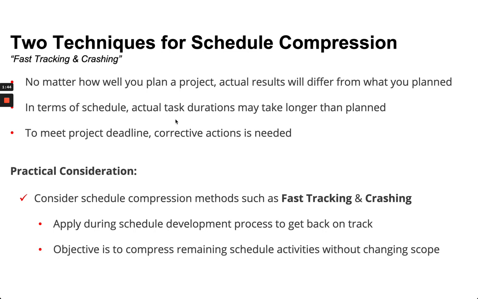Fast tracking and crashing. Actual results will differ, but to meet a project deadline, you're going to have to take some type of corrective action. So consider either fast tracking or crashing, and I'll share examples of that in a moment. You want to apply either of these to get, quote, back on track. And the objective is to somehow, some way, compress the schedule, hopefully without changing the scope.